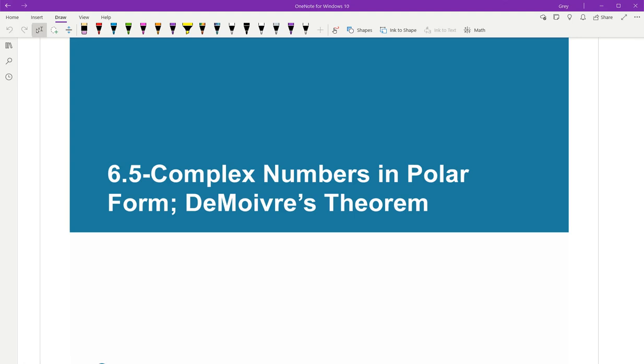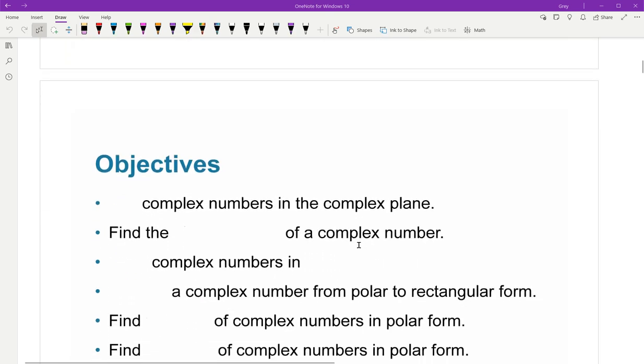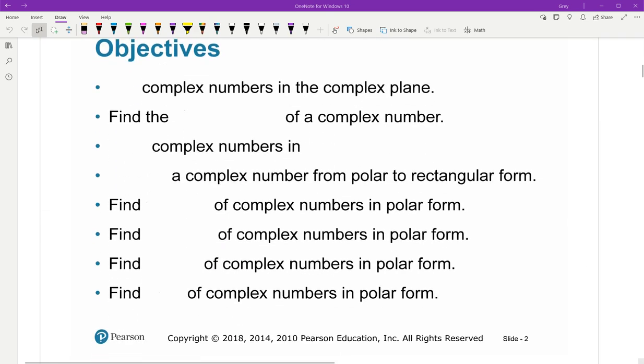Hello there, this is Miss Nakayama, and today's lesson is 6.5, Complex Numbers in Polar Form and DeMoivre's Theorem. This is the last lesson that we're going to cover in polar coordinates this year. It is not hard. The process in each of these problems is not hard, but you need to practice them. So hopefully you'll understand how important it is to do your homework assignment.